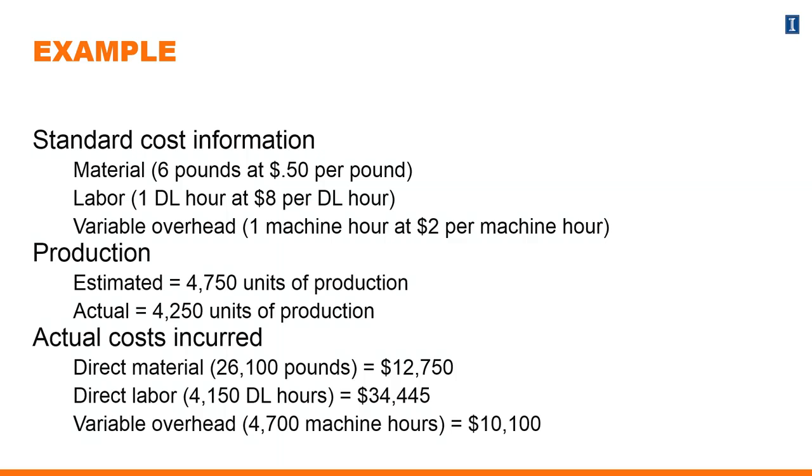And in terms of actual costs incurred throughout the accounting period, direct material, the total cost incurred was $12,750, and we actually used 26,100 pounds of material in completing the 4,250 units of production. In terms of direct labor, we actually spent a total of $34,445, and we actually used 4,150 direct labor hours. And for variable overhead, we actually incurred costs of $10,100, and we used 4,700 machine hours to complete the production. So let's first calculate the variances for direct materials.